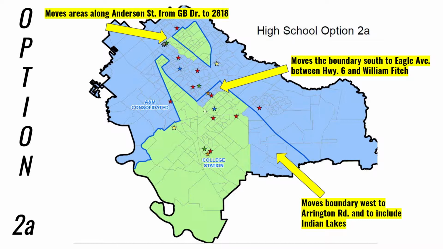What you will see on this one, though, if you remember in option 1, our driving principle was to maintain the walkability around College Station High School. This begins to look at considering some of those densely populated neighborhoods north of College Station High School for possible movement. So what you're looking at here is what would move the existing boundary from Graham and move it south to Eagle Avenue. Again, for your bearings, that's Creekview and Cypress Grove. It'd move it south to Eagle Avenue between Highway 6 and William Fitch. So we made an adjustment in the middle as opposed to just all movement on the southern end.